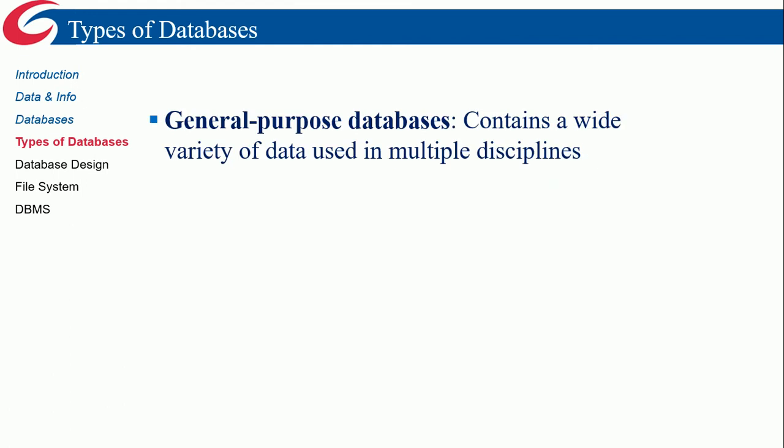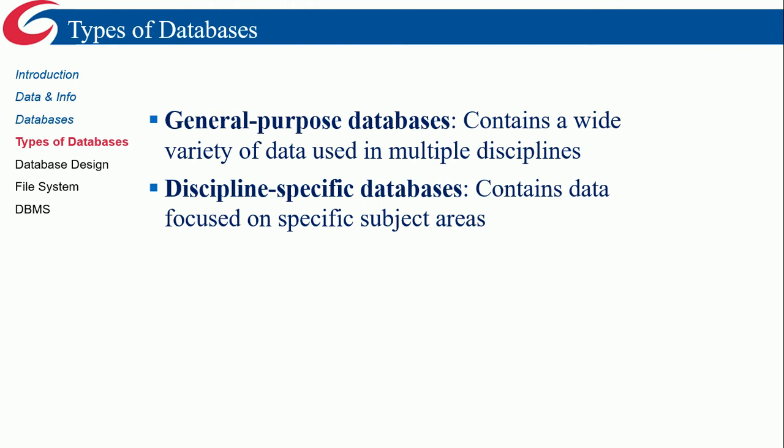There are general purpose databases, which contain a wide variety of data used in multiple disciplines. Most of the database engines that we talk about in this course are general purpose. There are discipline-specific databases, which contain data focused on specific subject areas. For example, there are databases designed specifically for geographic information systems, or GIS. There are databases specifically for statistics, for science, and for DNA, using things like the R language and so forth. So there are definitely some discipline-specific databases.